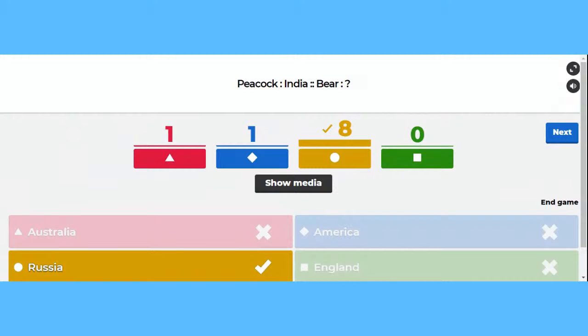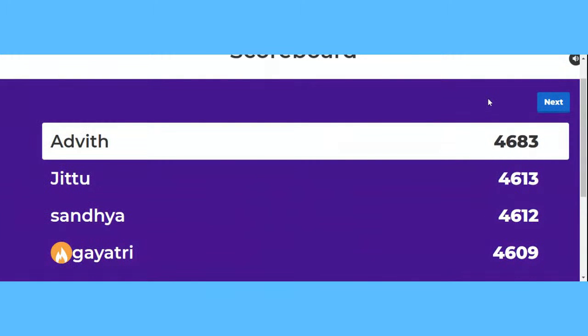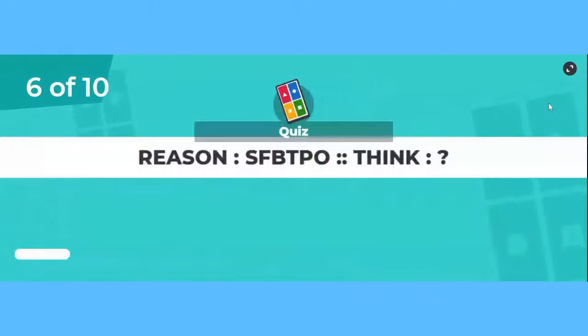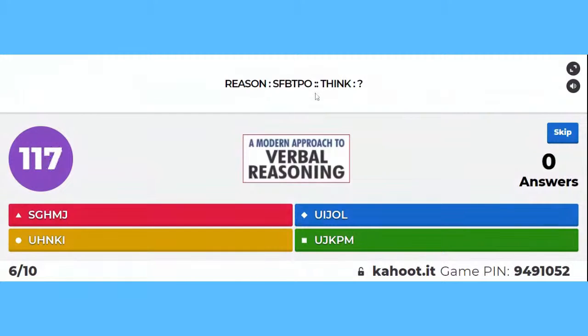Wow, I have got 10 answers and 2 of them are wrong. No problem, you can do it in the next questions. And 8 of them are correct, and the correct answer is Russia. Now let's move on to the next question. Before that, let us check the scoreboard. Again, Advait is in the first position, and Jitu and Sandhya are next. And Gayatri has come up. Now comes the next question. Reason is to SPF, SBTPO, and think is to.